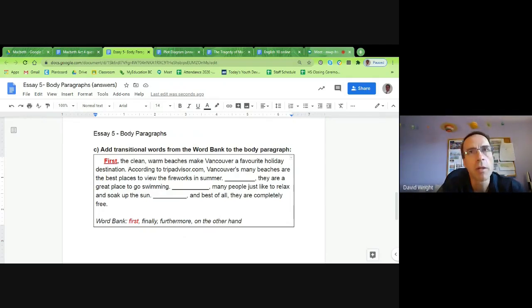So something goes here: they are a great place to go swimming. So think about it. Is going swimming at a beach the same thing as viewing fireworks, or is it different, or what? And then here's another one like that. Many people just like to relax and soak up the sun. Wait a second, is that the same thing as swimming? Just like to relax. These two sound different. So you might want to put the different one going right here.